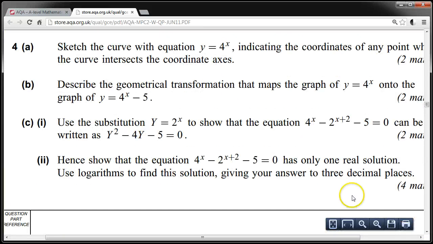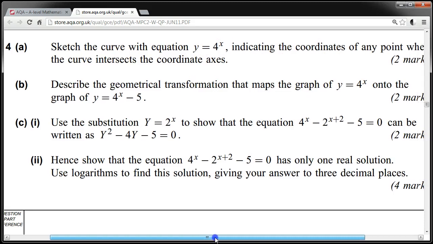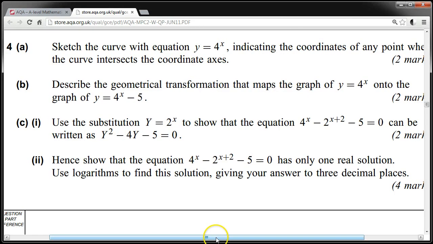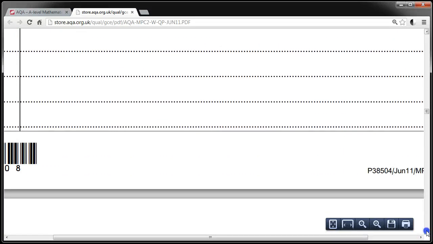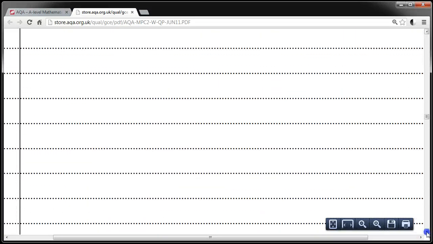So next one, number 4, sketch this curve, mark off the points where it crosses the axes as mentioned there. So, part B, transformation onto this, shifted down 5, isn't it? And here we've got something we can move into a quadratic in 2 to the x by properties of indices, and we can write it as this quadratic and solve and show there's only one real solution. So that looks harder than it is, but a nice little question there.